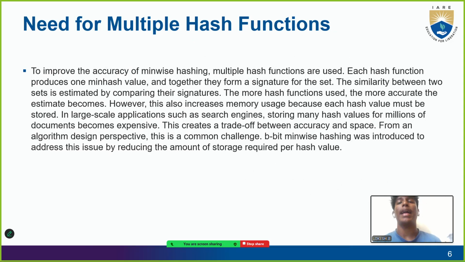Need for multiple hash functions. To improve the accuracy of minwise hashing, multiple hash functions are used. Each hash function produces one min-hash value, and together they form a signature for the set. The similarity between two sets is estimated by comparing their signatures. The more hash functions used, the more accurate the estimate, but more values must be stored.